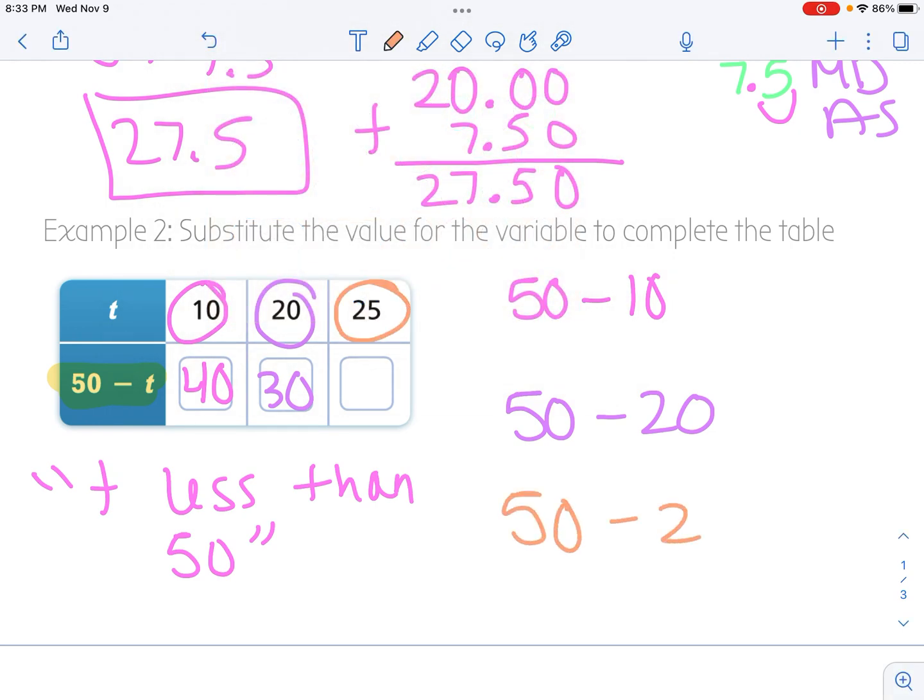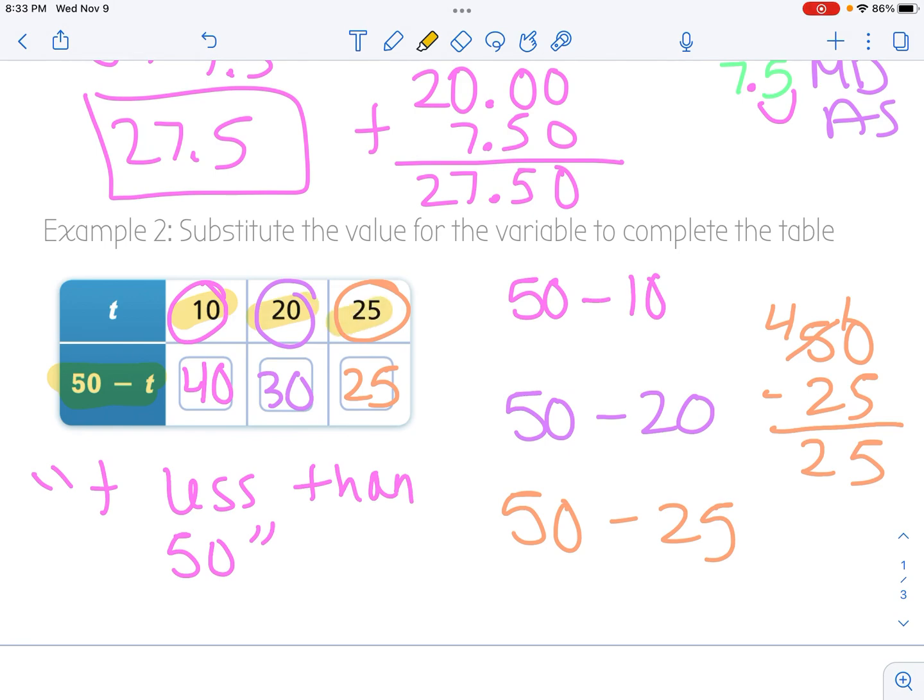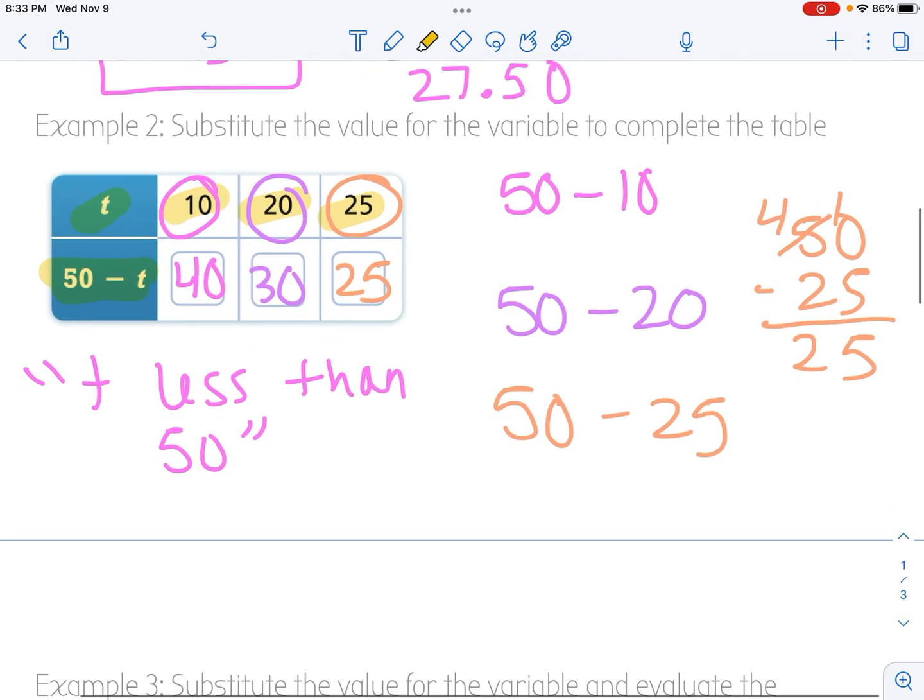50 minus 25. Again, if you don't know this off the top of your head, you can always stack up your numbers, borrow. 10 minus 5 is 5. 4 minus 2 is 2. So whenever you see a table, all it's asking you to do here is plug in all three of these numbers, or substitute all three of these numbers in for our variable.